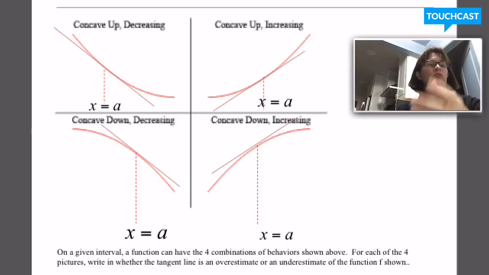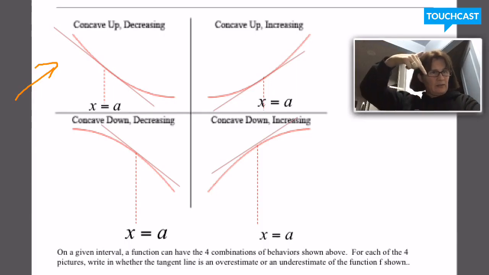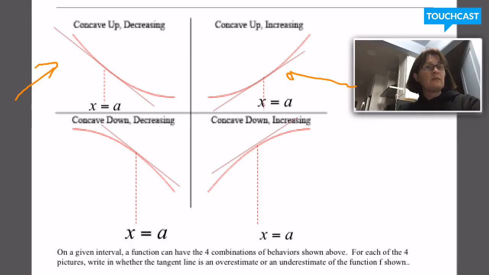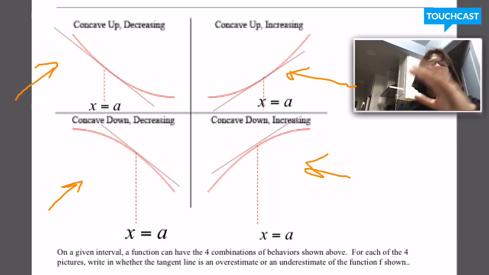underestimate. So just notice that on an interval, a function can only do one of these four different combinations of things. The function could be concave up and decreasing, like this one here. Concave up because it looks like a smile more than a frown, and decreasing because the slope is negative. It could be concave up and increasing, like this one. It could be concave down and decreasing, or concave down and increasing. So these are the only four possibilities, so take a look here.